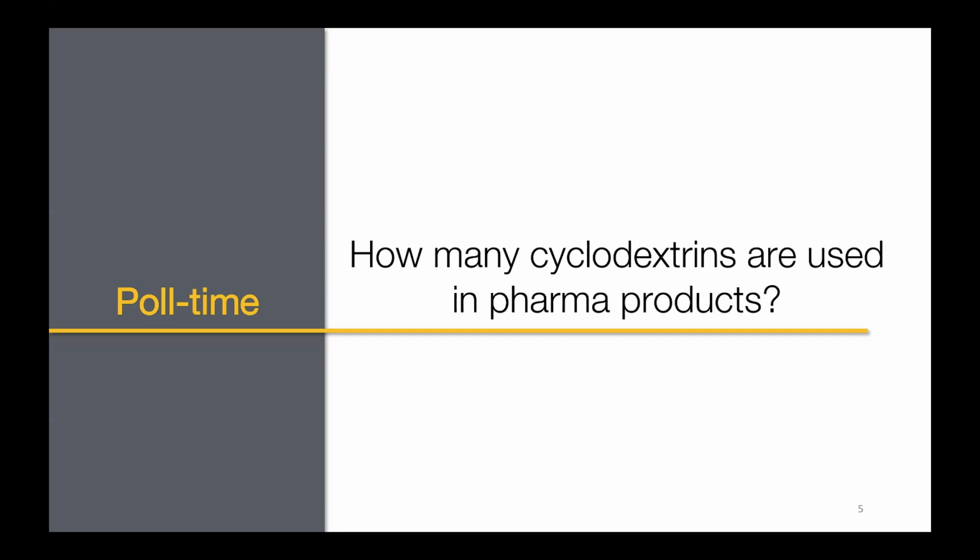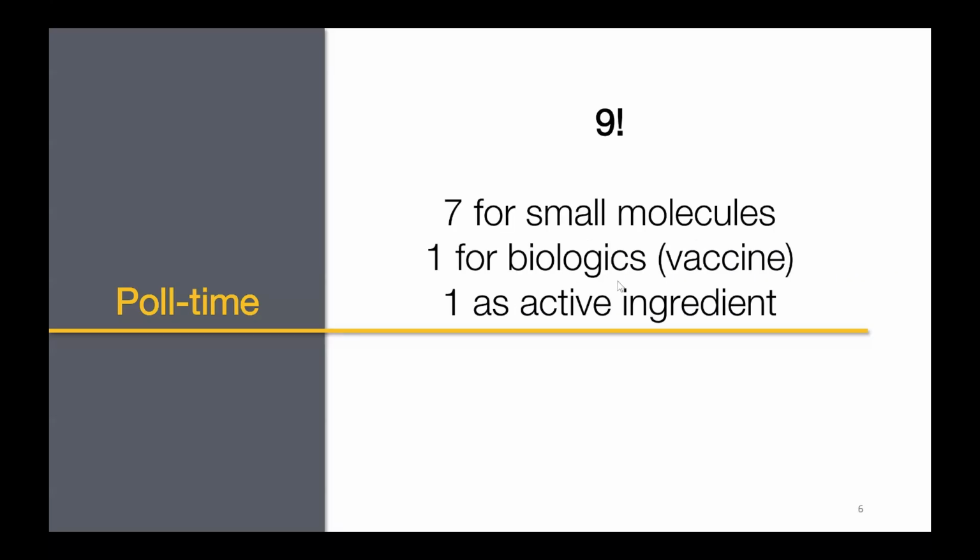We have an 8, 9, 9. Okay, I can say that it's very close. 5. Okay, thanks for being so productive and contributing. So the answer is 9: seven for small molecules, which are the main focus of cyclodextrin, one for vaccine adjuvant and one as an active ingredient. So most of you were very close, or even knew the answer already.